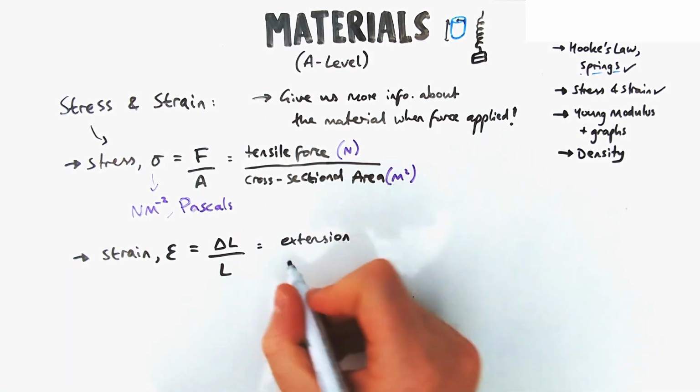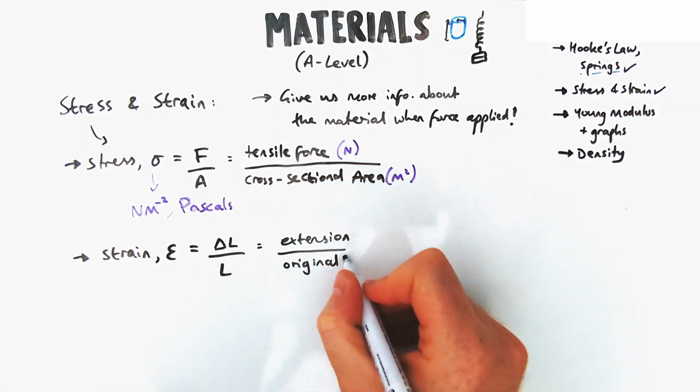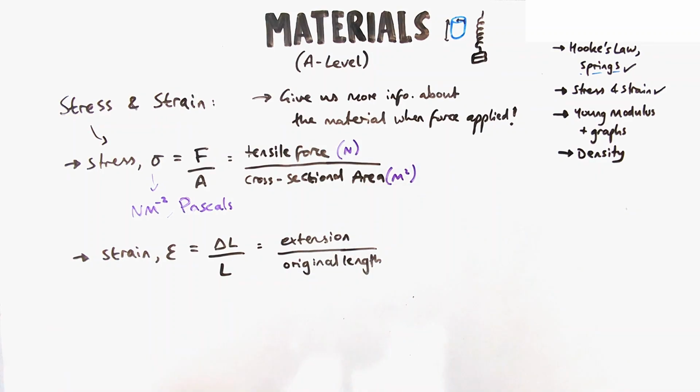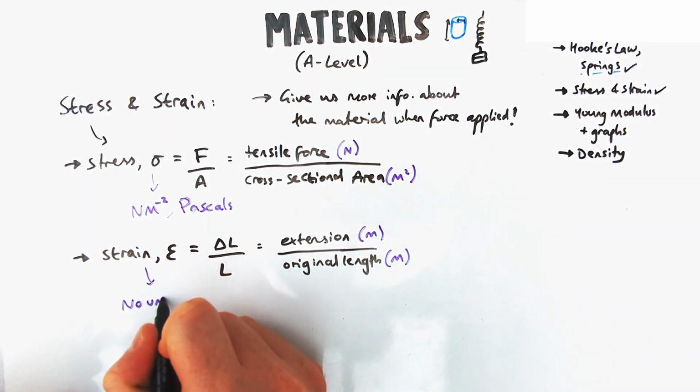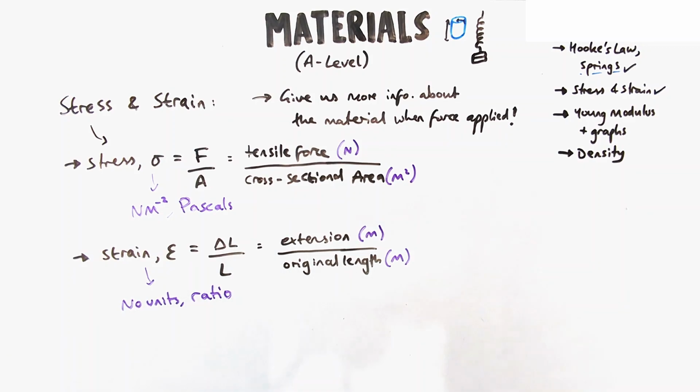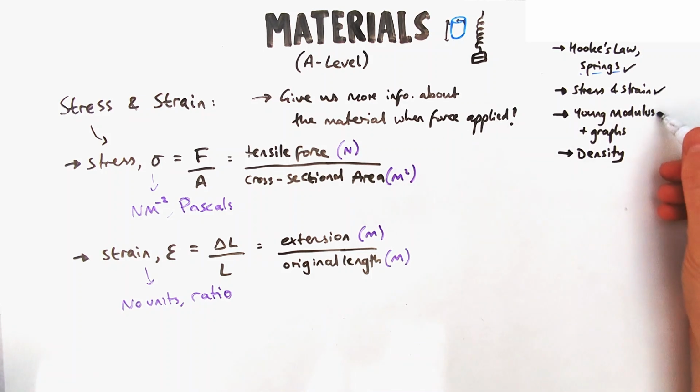So it's extension divided by original length, which, if you look at the units, we've got meters divided by meters, so therefore strain is just a ratio. So it can be given as percentage strain sometimes. It's usually just a number, which is the ratio extension divided by original length. So let's talk about Young modulus of a material then.